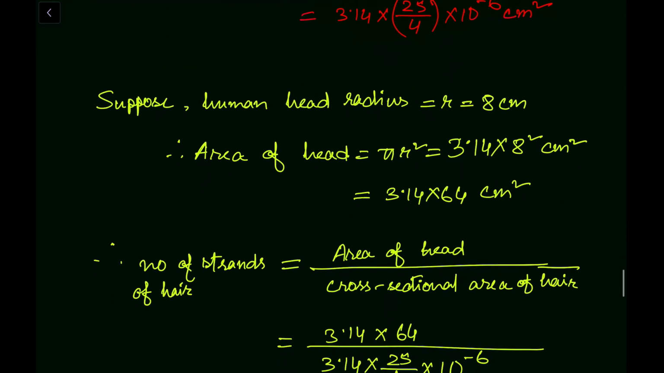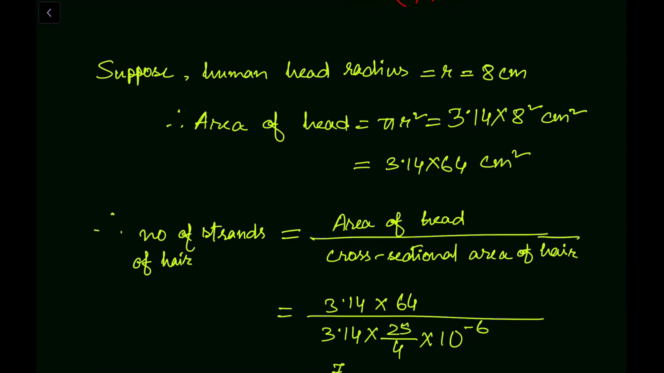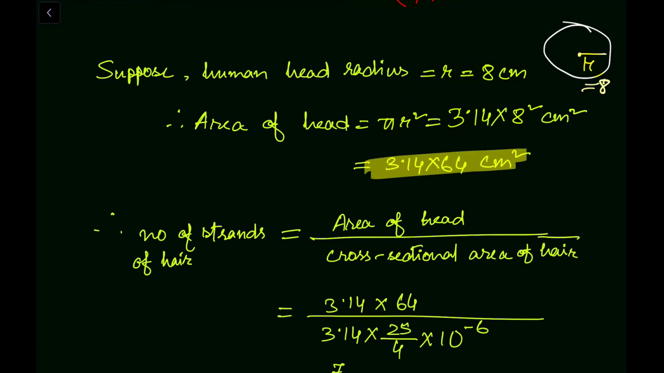Okay, now suppose the human head radius. Now we are considering the human head to be spherical in shape, and we have assumed that the radius of this head is equal to r, and this value is, suppose, 8 centimeter. We have assumed it here. Therefore, what will be the area of the head? It is the surface area. So here we'll have pi r square. Pi means 3.14 into r means 8, therefore 8 square, this much centimeter square, because this 8 is in centimeter. Okay, therefore this much area of the head.